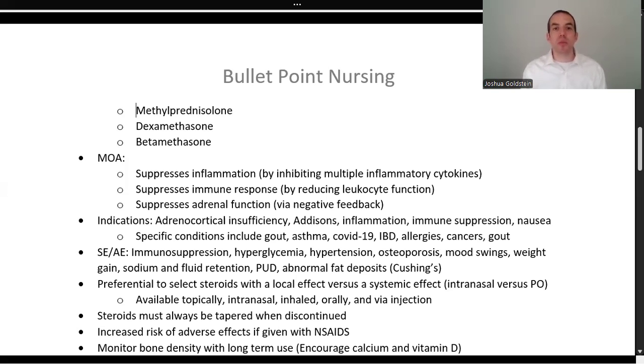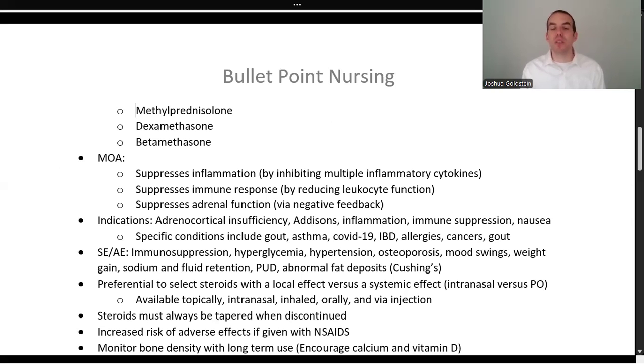So what do we use these drugs for? Well, basically, we use it for those three things: to suppress inflammation, to suppress the immune response, or to suppress adrenal function. The last one, suppressing adrenal function, we would do that in a patient that has adrenal cortical insufficiency or Addison's disease. We may also use it in inflammation, and that would be for the suppressing inflammation. We may also use it for immune suppression. And again, that would be based on the action of immune suppression.